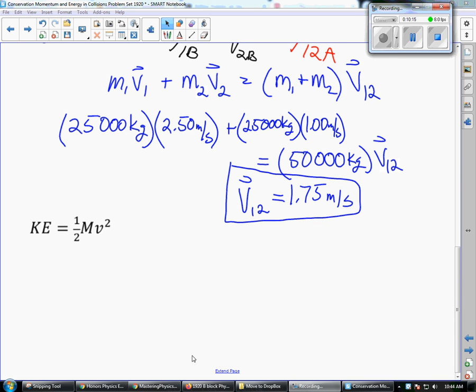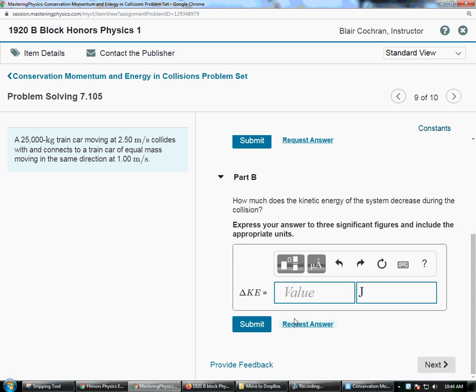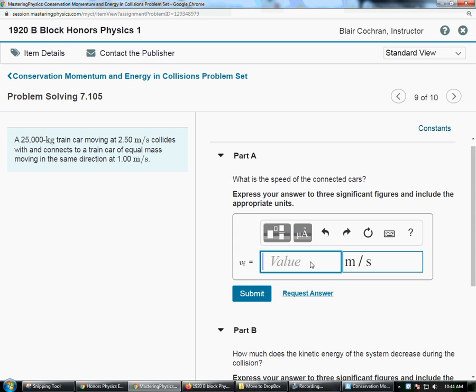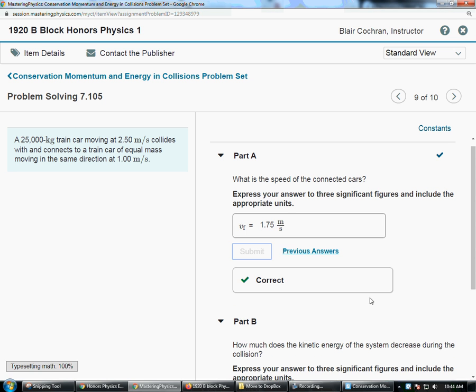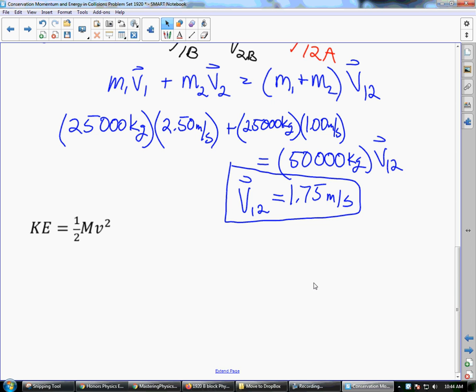Alright, so it asked me in the second part, how much does the kinetic energy of the system decrease? Make sure I got that right. And so I'm looking for delta KE. And as with any change, changes are always handled the exact same way.